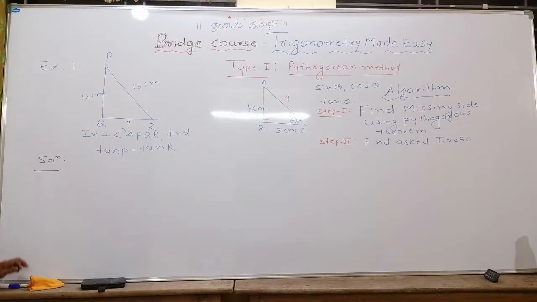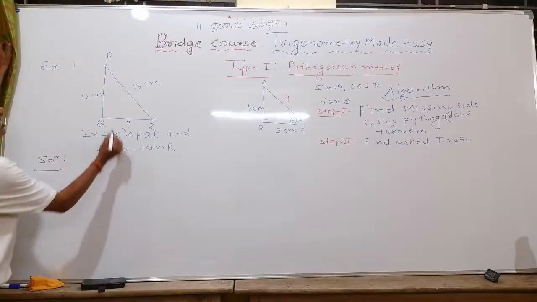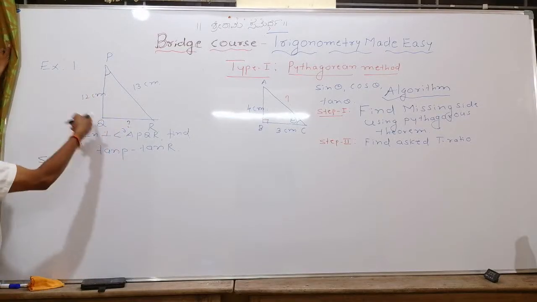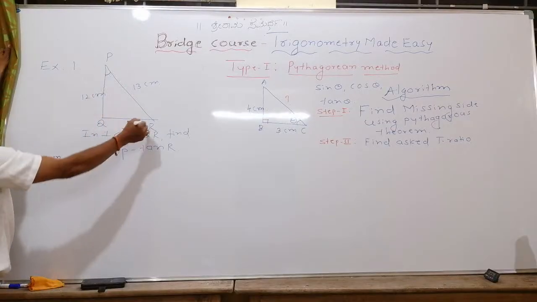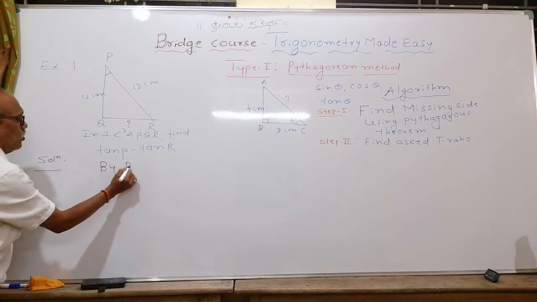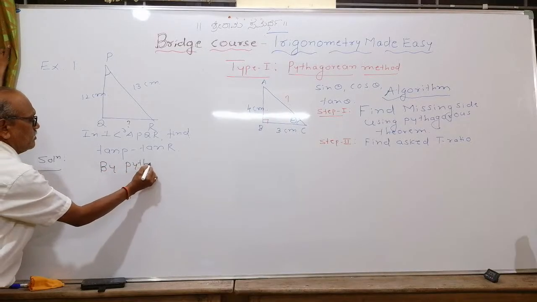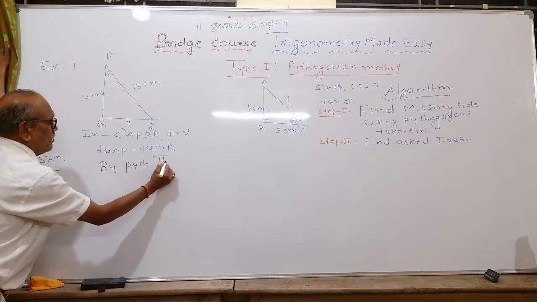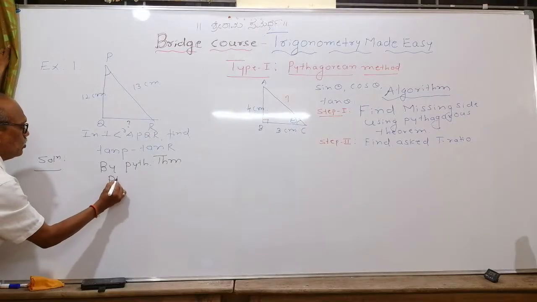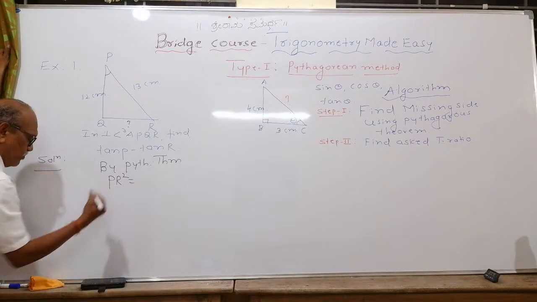The solution is, first of all, you are asked to find tan P, therefore the opposite side is not known to you. Using Pythagoras theorem, which is the hypotenuse? Pythagoras theorem tells that the square on the hypotenuse... By Pythagoras theorem, PR square is equal to... all of you can solve.